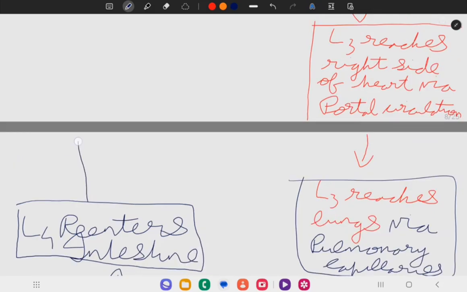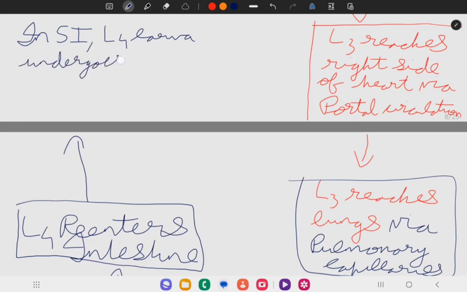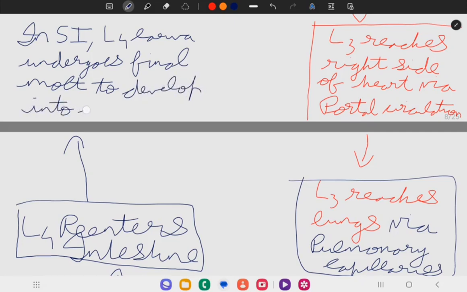In the small intestine, I will use the short form SI for small intestine. In the small intestine, L4 larva undergoes final molt to develop into adult worm.